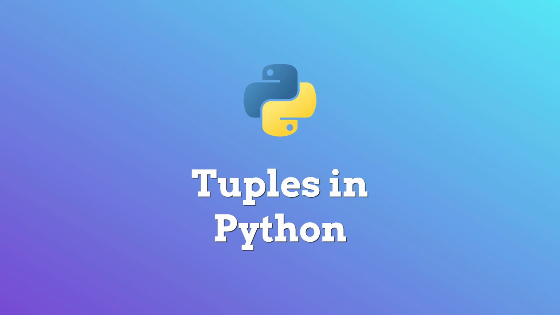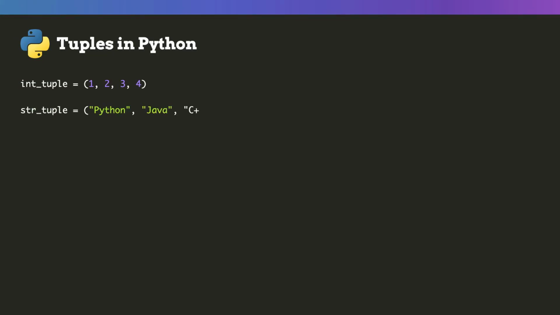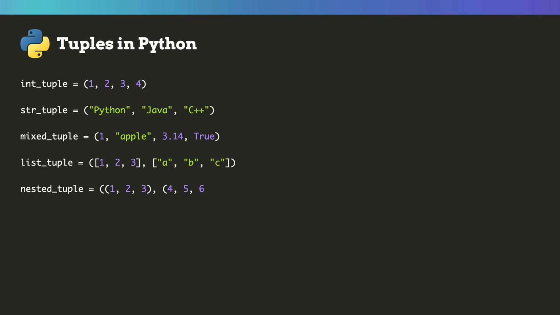Tuples in Python. Tuples are a type of data structure in Python used to group related information. They're similar to lists, but with a key distinction. Tuples are immutable, meaning you can't change their values once defined. This makes tuples more efficient in terms of memory and performance. They're also safer as the data they contain can't be accidentally modified.